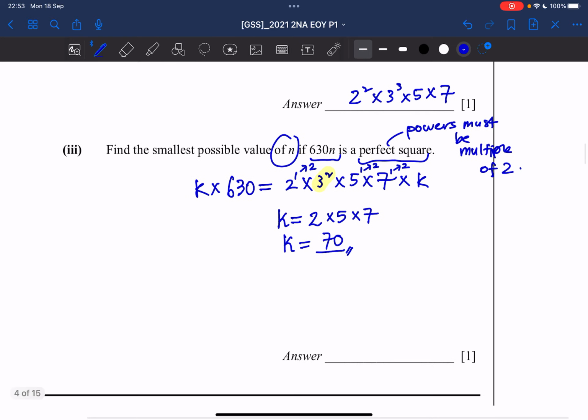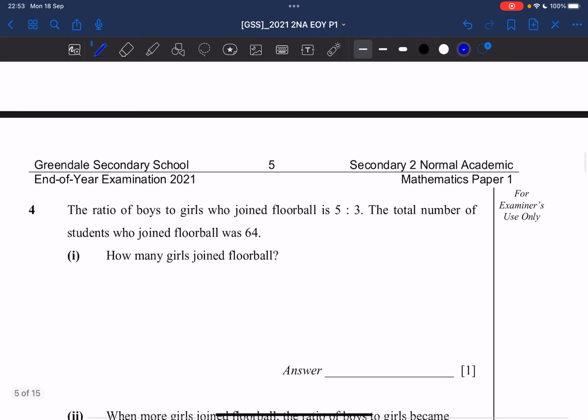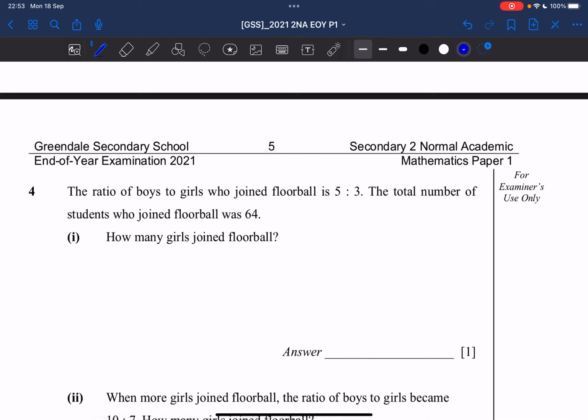Okay, so we write here our answer to be 70. Now let's move on to our next question. Now, the ratio of boys to girls who join floorball is 5:3. So this is boys, this is girls. Total number was 64. So how many girls join floorball?